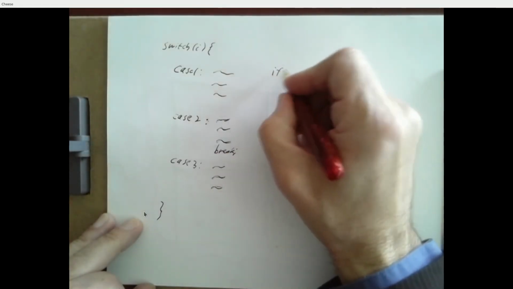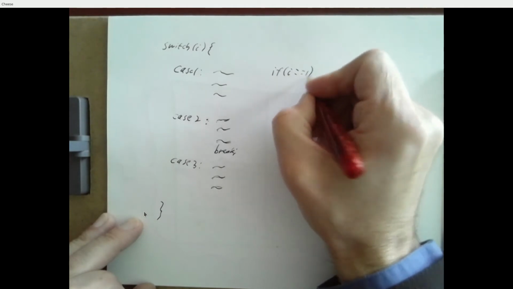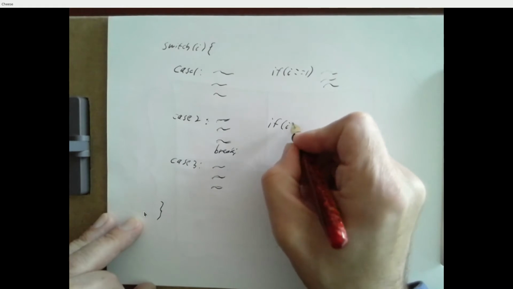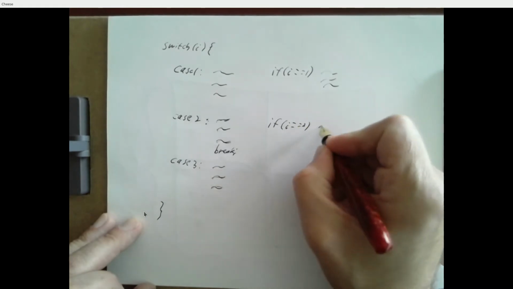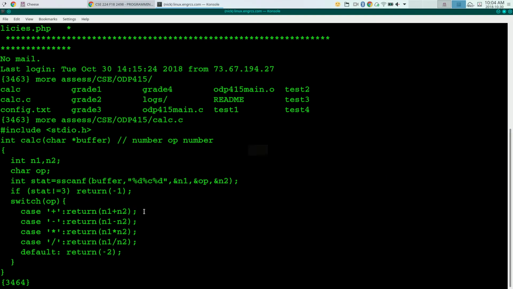If you have a return, that's as good as a break because it's going to exit the whole function at that point. But other than that, this is basically the same as, if i equals 1, do these things. If i equals 2, do those things, and so on. So it's just a shorthand. On some machines, switches are actually faster than if statements, but usually it's immaterial.